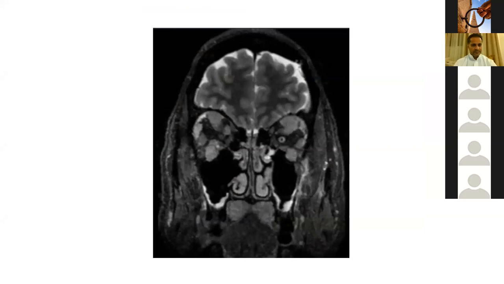So this is a coronal T2 showing some soft tissue, especially at the inferior part around the inferior rectus. Okay, what else? The extraocular muscles are enlarged, especially the inferior rectus as well. I don't see any sinus disease. Okay, so I agree with you. What else?